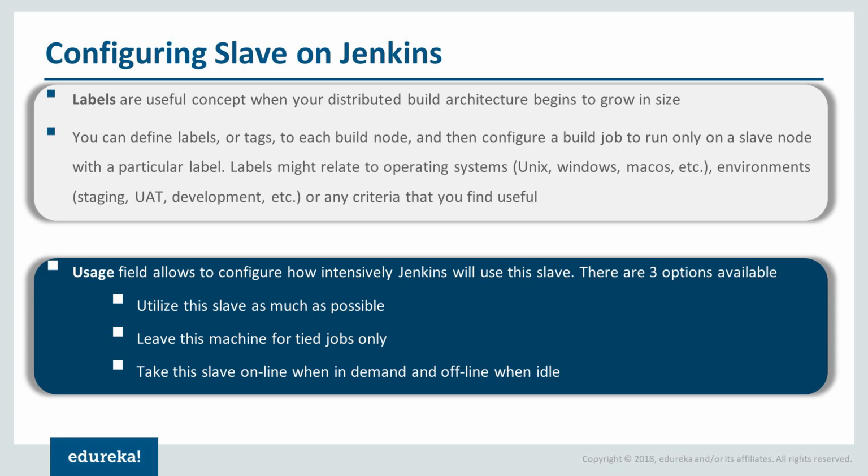The usage field basically allows you to configure how intensively Jenkins will use this slave. There are three options available. The first one we have seen already: utilize this slave as much as possible. The second is leave this machine for tied jobs only, and the third option is take this slave online when in demand and offline when idle. Typically the third option would be the most useful because this way you will be able to control the nodes. But again, it depends on your requirement. You can have any one of these.